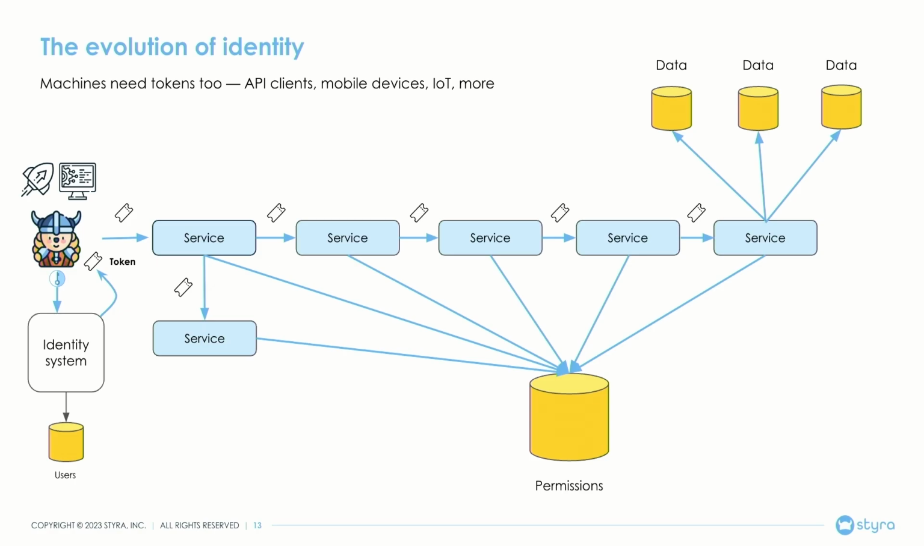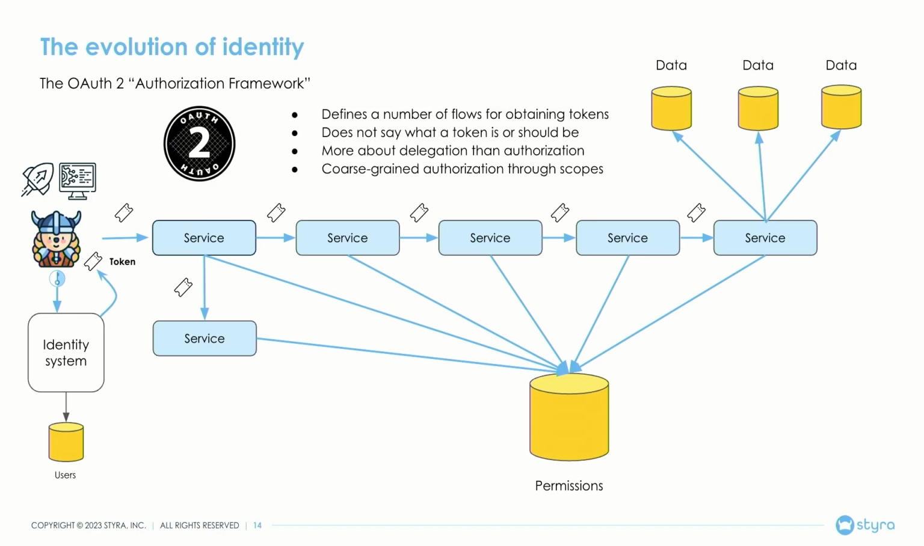And of course, not only users need to identify themselves, we need some way for other machines or API clients and so on to do this. So that's another benefit of an identity system. If everybody needs a token, how do you get one? That's basically what OAuth 2 describes, how to obtain tokens. It doesn't say what the token is. That's left as an exercise for the reader or for the implementer.